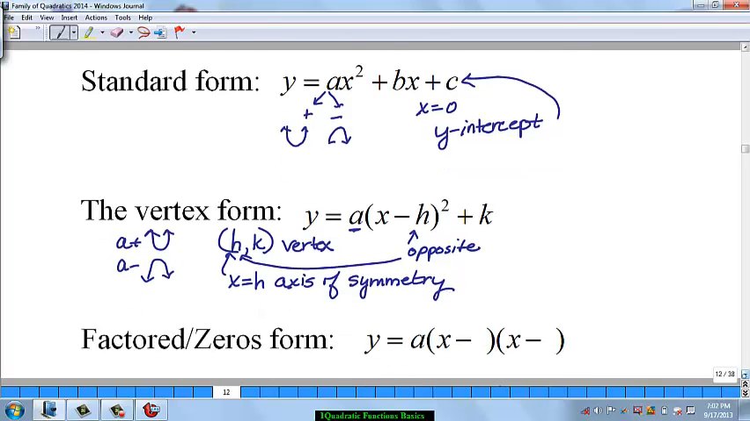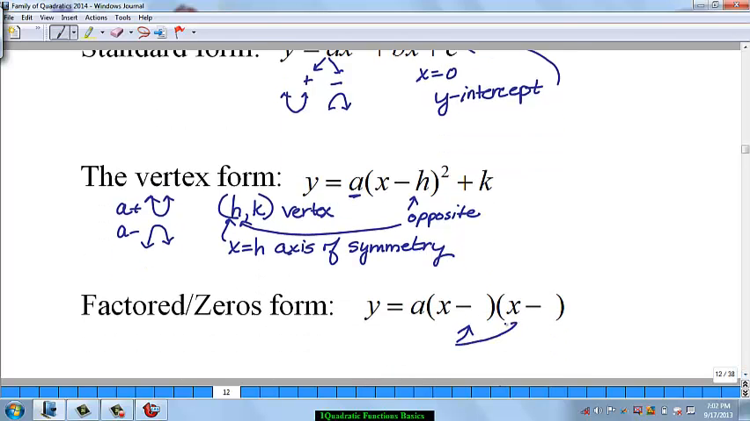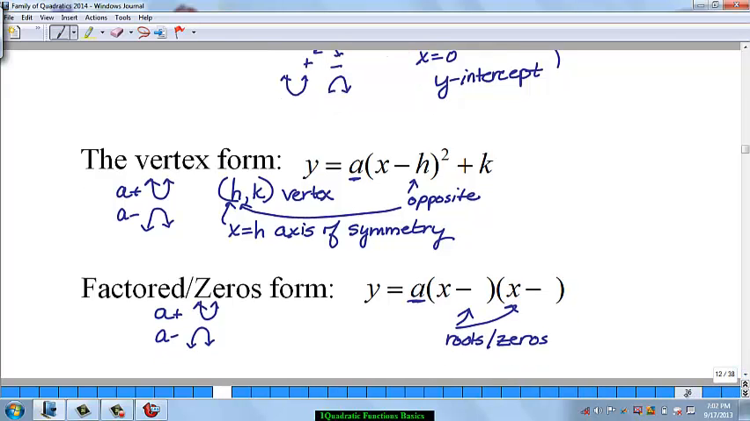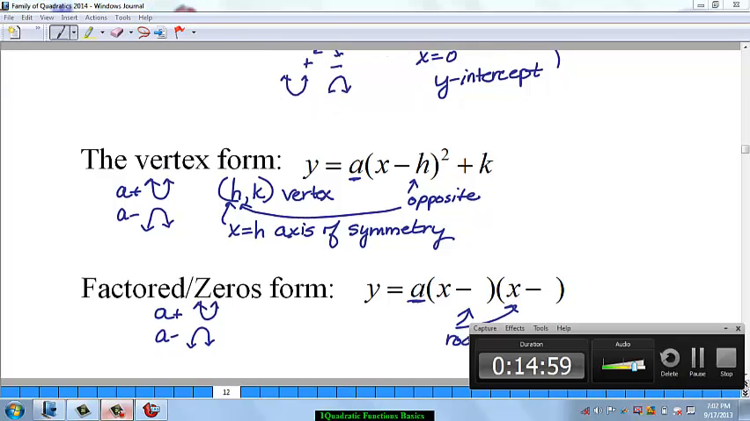Okay. And the last one is the factored form, and like I showed you before, these are your roots or your zeros. And again, a does the same thing as it's done above. If a is positive, it opens upwards, and if a is negative, it opens downwards. So these three forms are all the same thing. They could be the same parabola, but by putting them in these forms, you can find out different information. This one you can find the y-intercept. This one you can find the turning point or vertex and the axis of symmetry. This one, by just looking at it, tells you the roots. That completes our introduction.